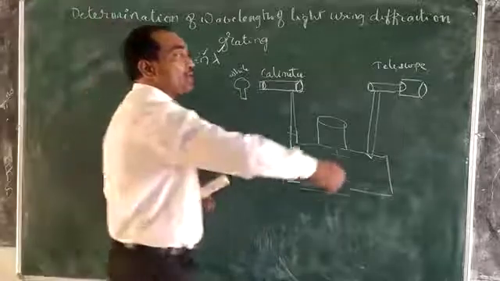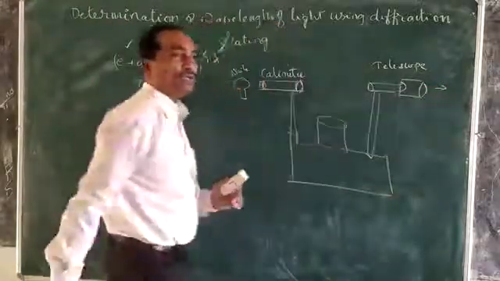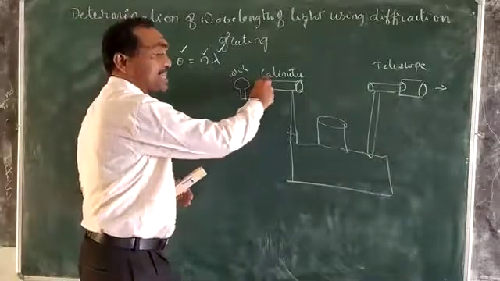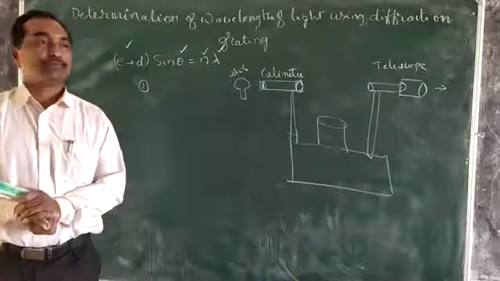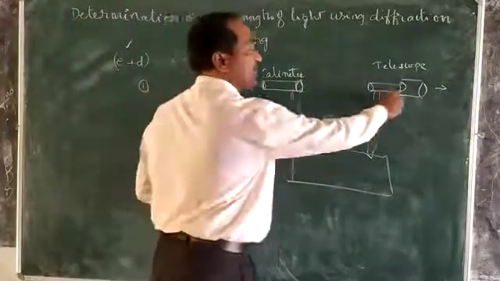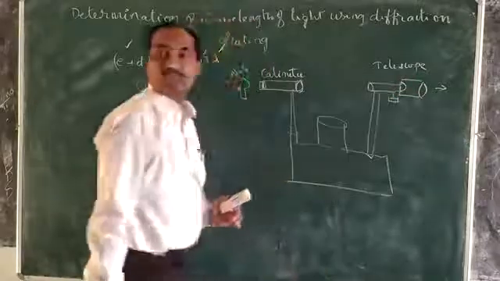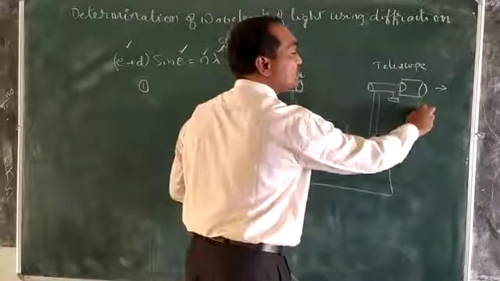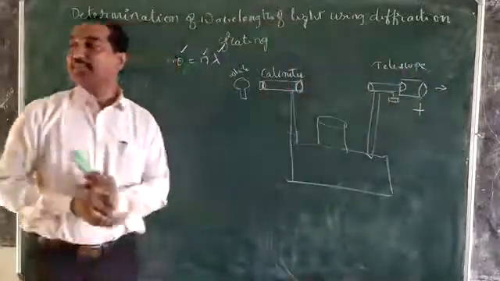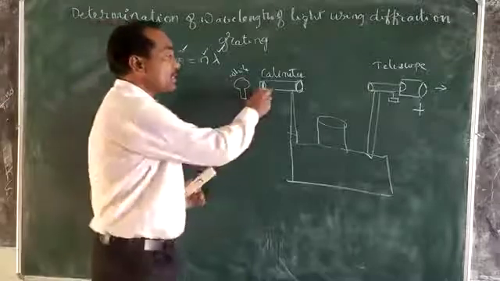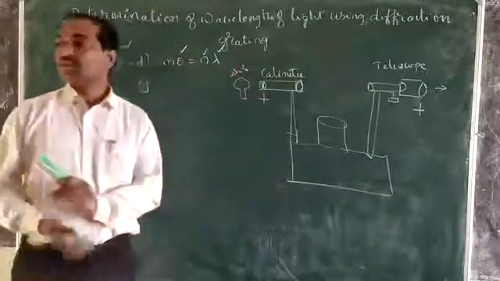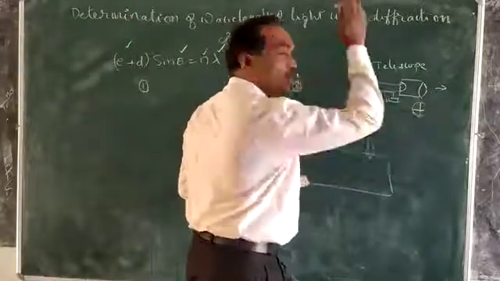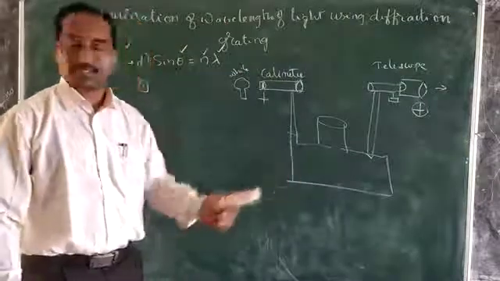By using this telescope, initially the slit must be made very narrow. And by adjusting here, there is a rack and pinion screw. By using this rack and pinion screw, we want to focus. There is a cross wire in the telescope eyepiece that will be focused on the slit. Of course, these cross wires will be used to measure the readings.